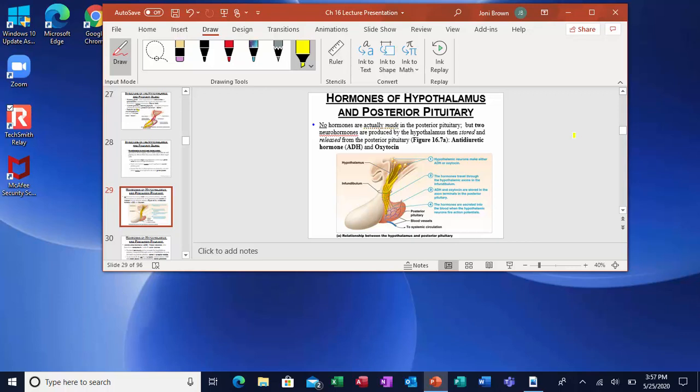Now, no hormones are actually made in the posterior pituitary. It's more for storage. So if we're sticking with the medieval analogy, we've got the king, the hypothalamus, the head guard, the anterior pituitary, and then the posterior pituitary, those would be the grain bins where they store the grains. It stores hormones. The hypothalamus makes two neurohormones that get stored and then released later by the posterior pituitary.